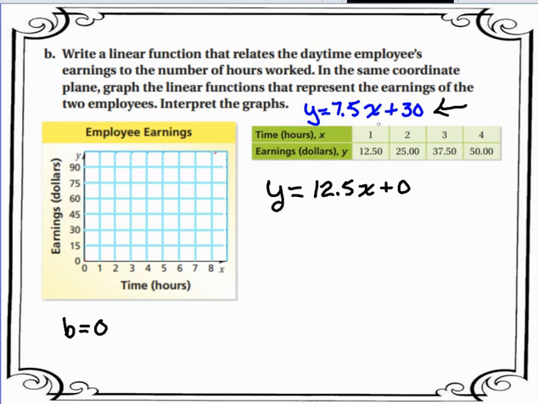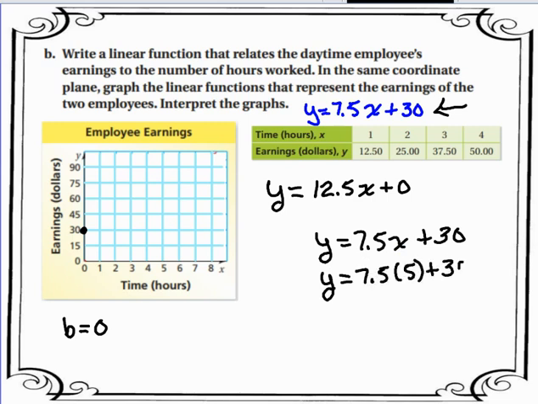So let's do our graphs then. So for the first one, we're going to start at 30. So we go up here to 30, and this is our y-intercept. And then we're going to do a slope. Oh, wow, that's going to be hard, isn't it? We can't really rise 7.5 on the slope. So let's do something else with that. So we have y equals 7.5x plus 30. Let's pick a number out here like 5 hours. We'll put 5 hours in here. Y equals 7.5 times 5 plus 30.